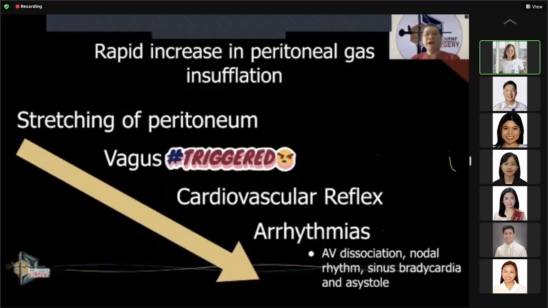So if this happens during surgery, stop the insufflation, release the air, check your patient. If your patient is recovering from the bradycardia, stabilize the patient, and again, reintroduce the air at a lower flow rate, probably around 5 liters per minute, and using a lower pressure. Once the patient is stabilized using this technique, then you can increase your insufflation rate.